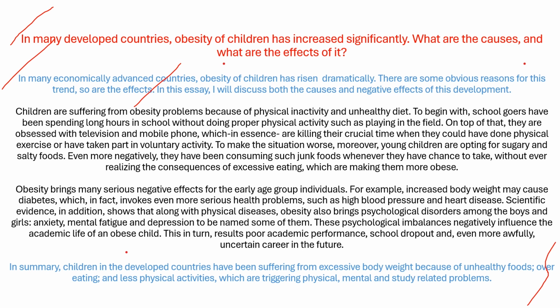So what we see here is that in many economically advanced countries, obesity of children has risen dramatically. There are some obvious reasons for this trend, so the effects. This is basically perfect paraphrasing of the information that we see in the question. This part is called the general information part in the introduction. Now let us move to the second part of the introduction.